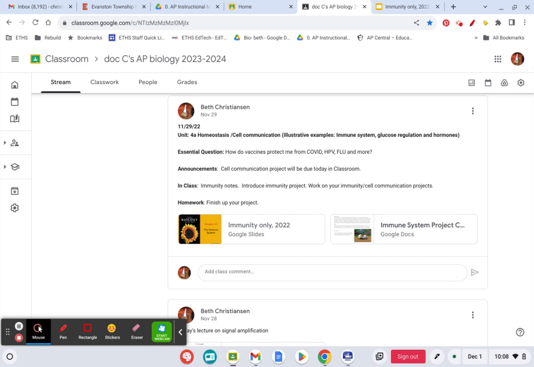Regardless, you will have time to work on your immunity project today. On Monday, you'll have the entire two periods, and then on Tuesday, you'll have probably half the time. The project's going to be due on Wednesday.